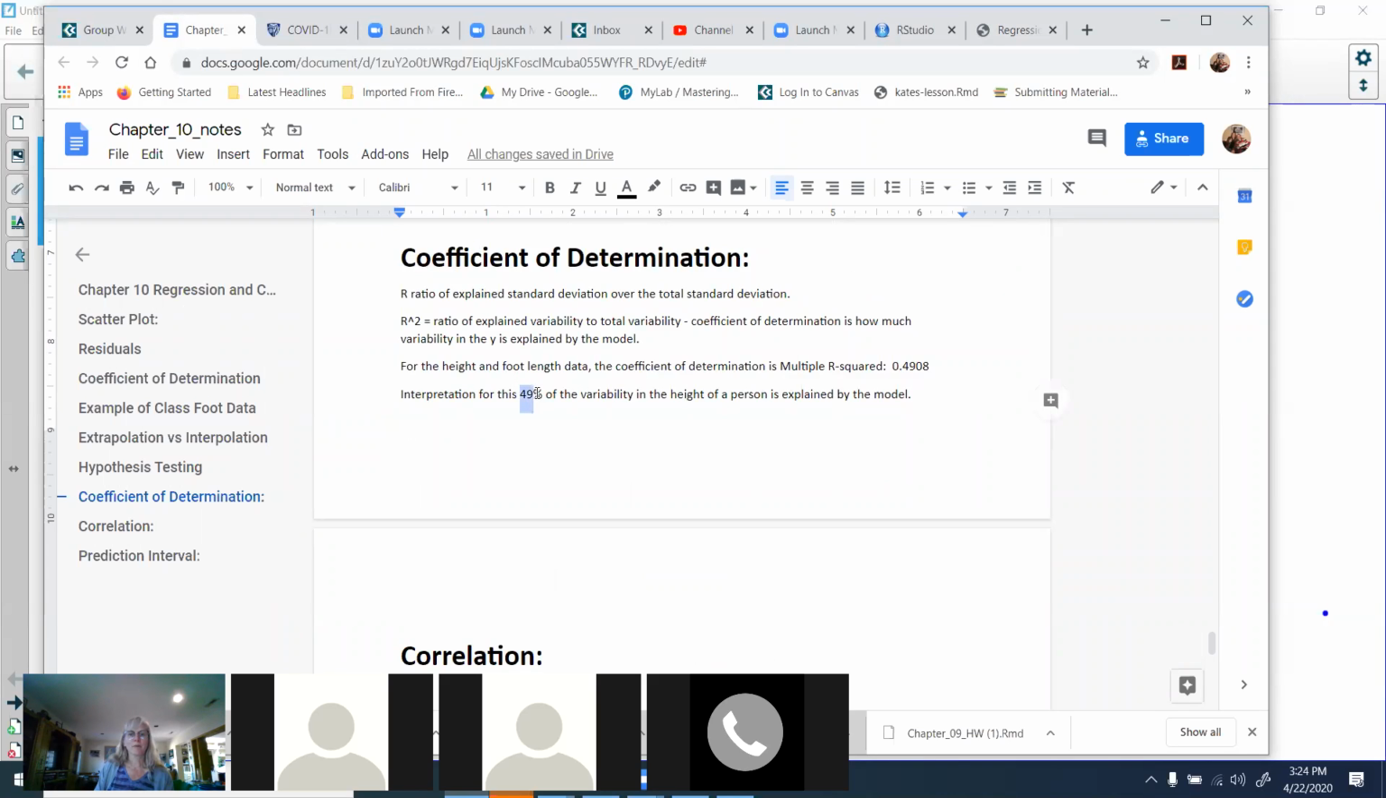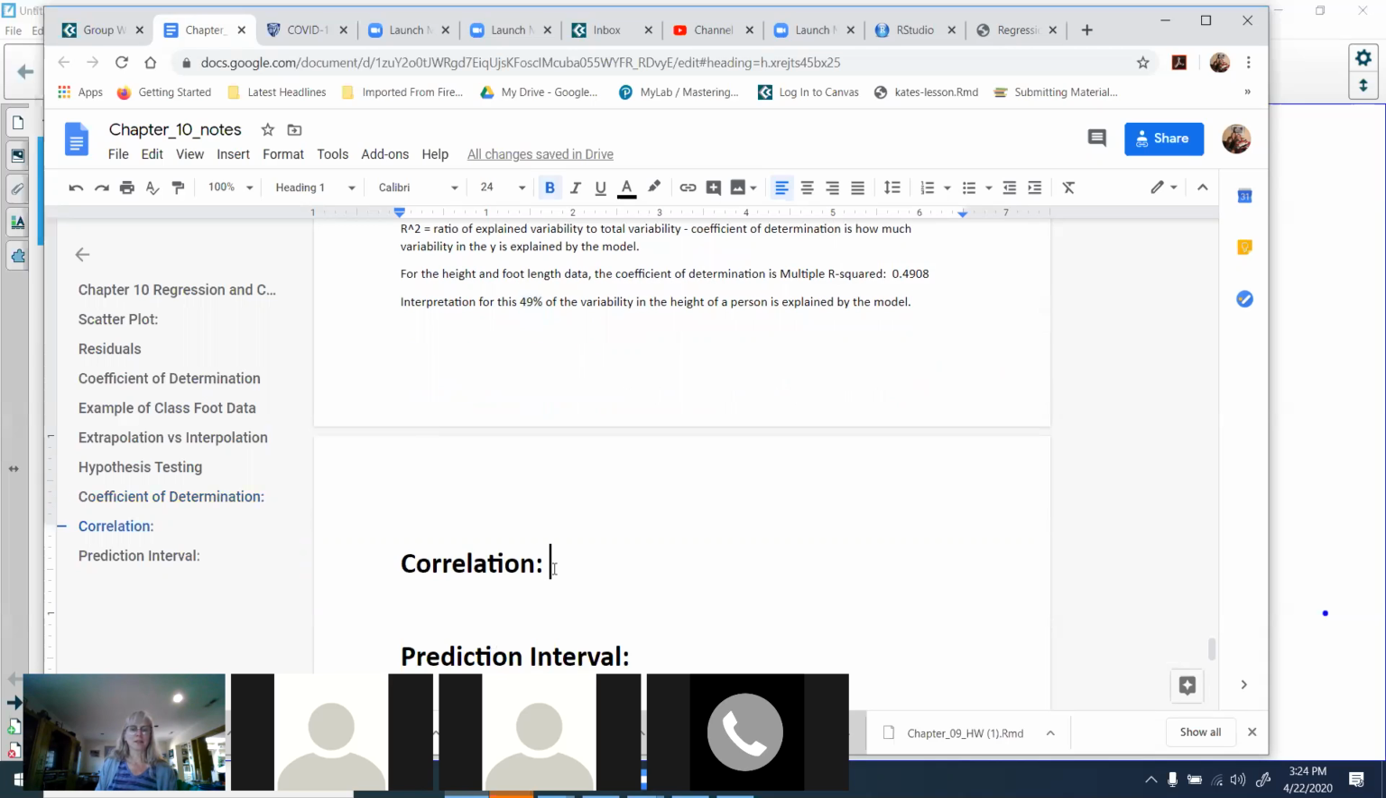We want this value to be closer to 100% if we can. It doesn't always happen that way, but it can happen. If you take the square root of that, you get this big R instead of big R squared. But big R squared really is this coefficient of determination. Okay. And then it asks you in the group work to look at the big R and the little r.